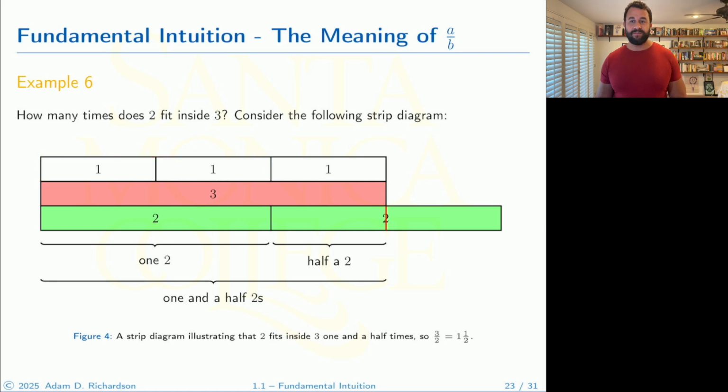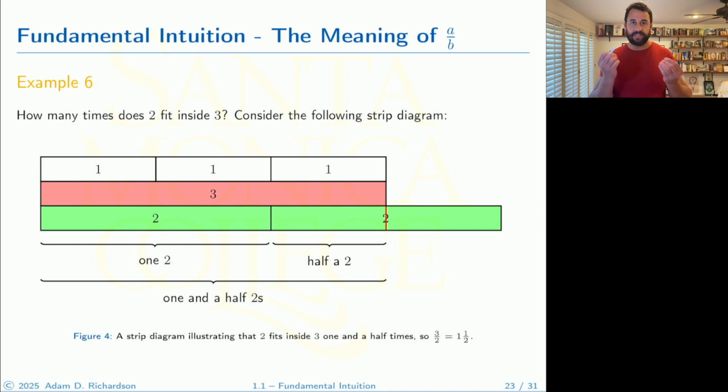So let's see how many of those 2's we can fit inside of 3 right here. Well, here's a whole 2, right? And now if I try to put another whole 2 in there, it doesn't work, right? I can't fit another whole 2 inside of 3, but I can fit half of one. So here's one whole 2, and here's half of a 2. So how many 2's fit inside a 3? 1.5. That's how many 2's fit inside a 3.